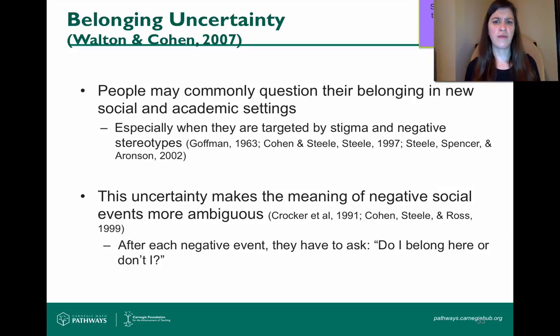So this uncertainty makes the meaning of negative social interpersonal events much more ambiguous. So let's say you're in a study group and your group member forgets to invite you, but you do feel like you belong. You might go, oh, they just forgot me, they must have been busy, it was an accident. You have a whole bunch of reasons. Maybe you said something dumb in class, an unfunny joke, or you weren't so helpful last time. But you feel like you could talk with your group and that you do belong, that there's nothing fundamental about you as a person that makes them not want you there.